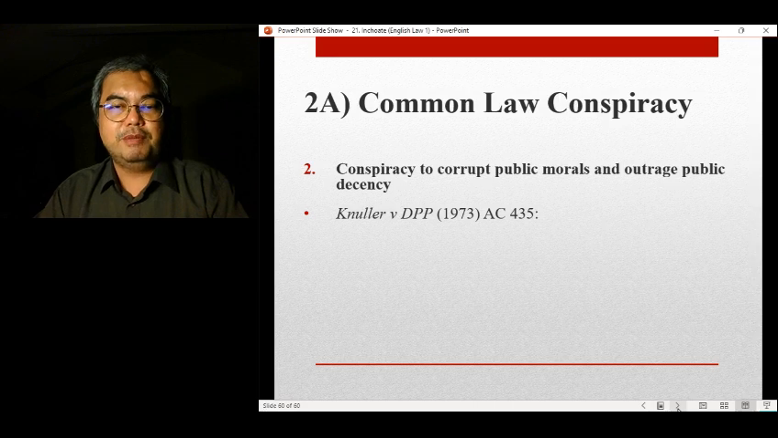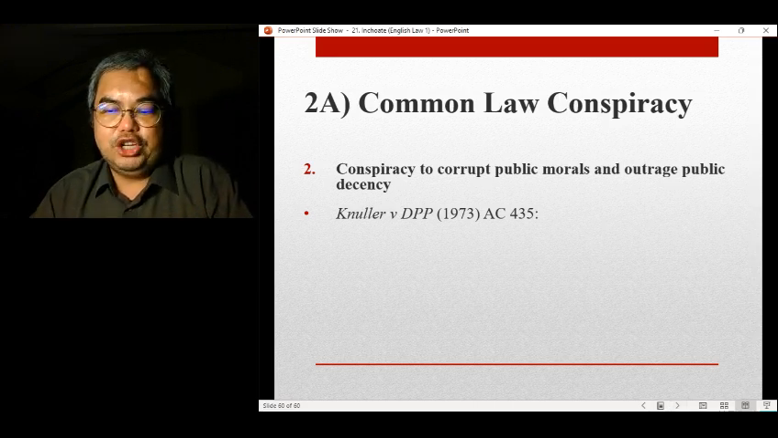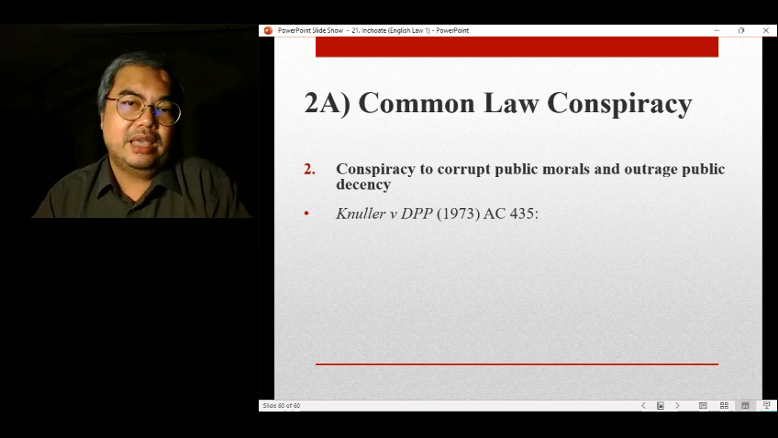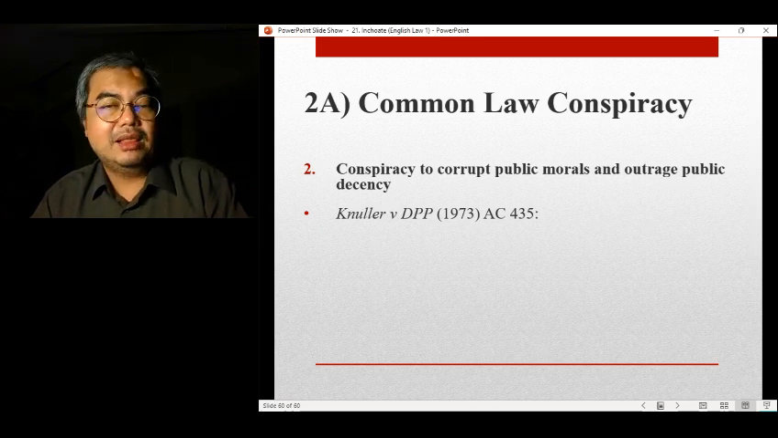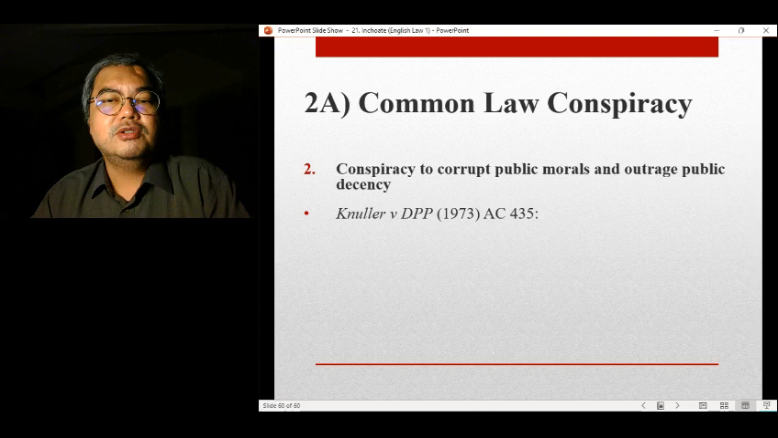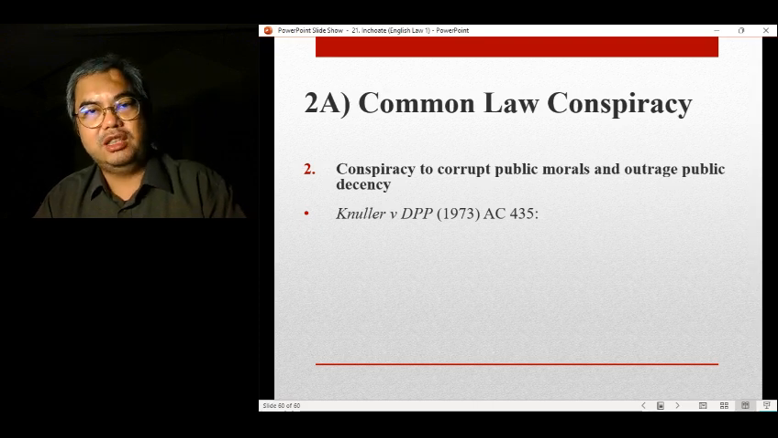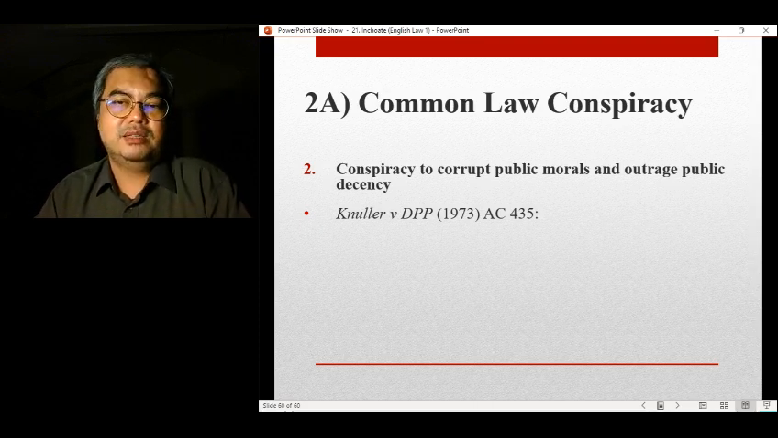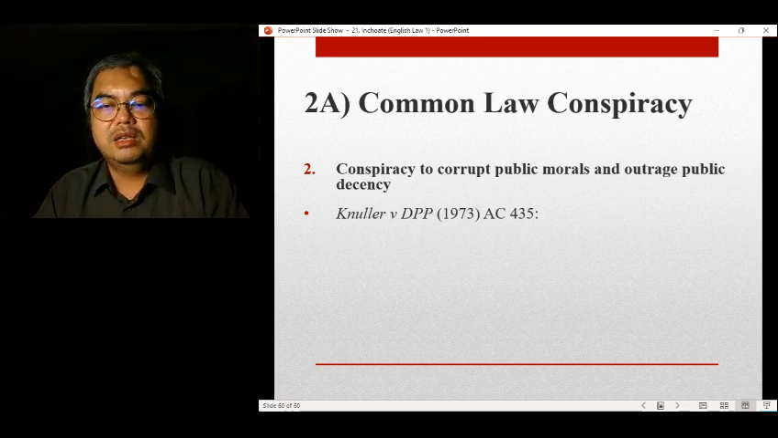So Knuller v DPP is basically a case regarding a magazine which caters towards the gay community. And then there were classified ads where the people who put in the ads were very specific and very explicit in what they want to do. So the publishers of the magazines were charged for conspiracy to corrupt public morals by actually printing and distributing this kind of magazines, and to outrage public decency.